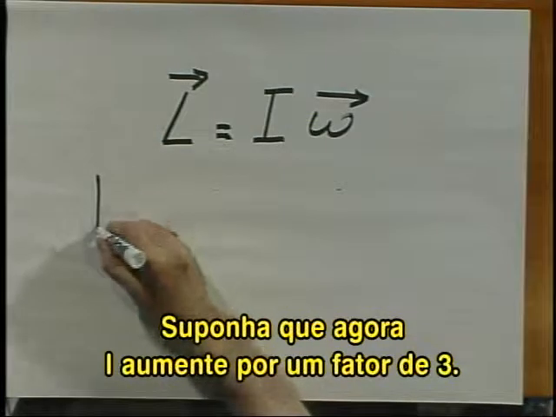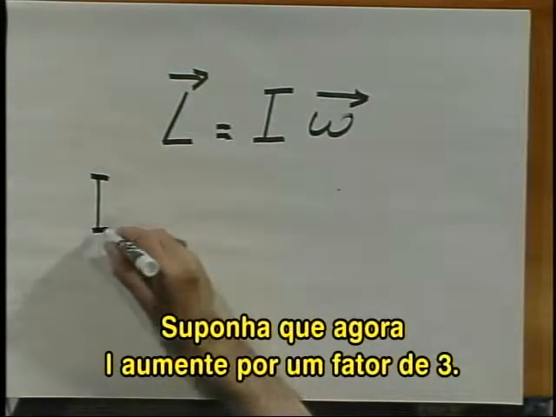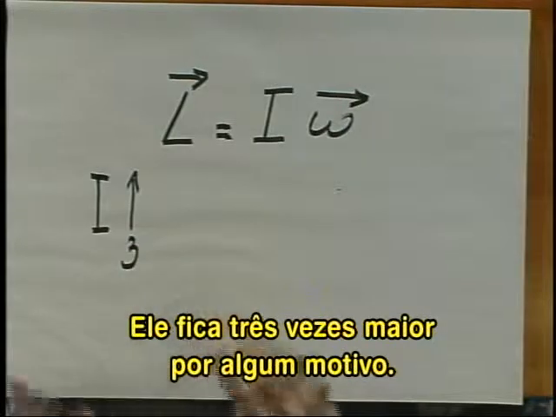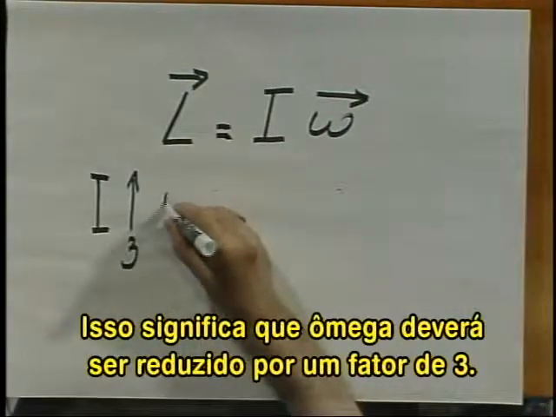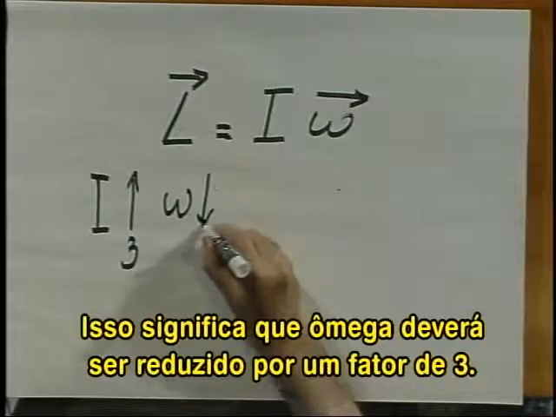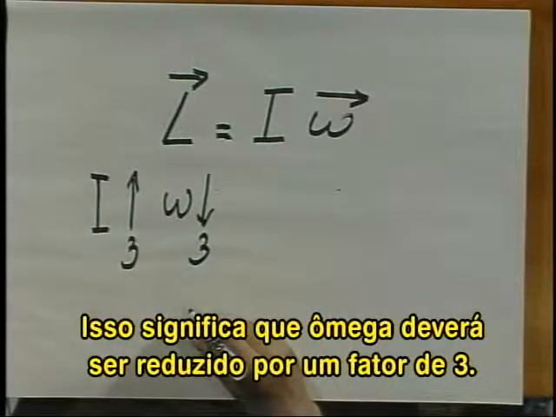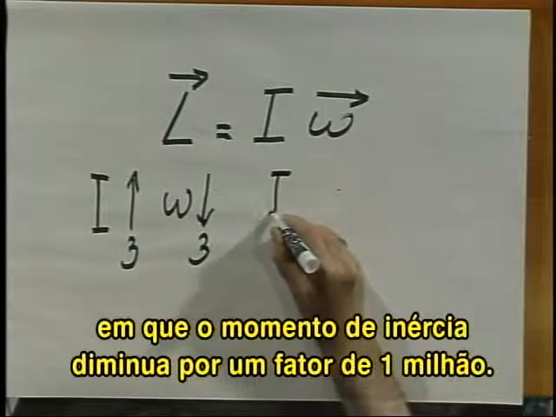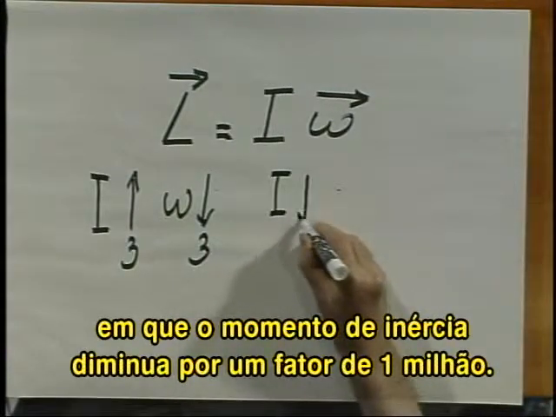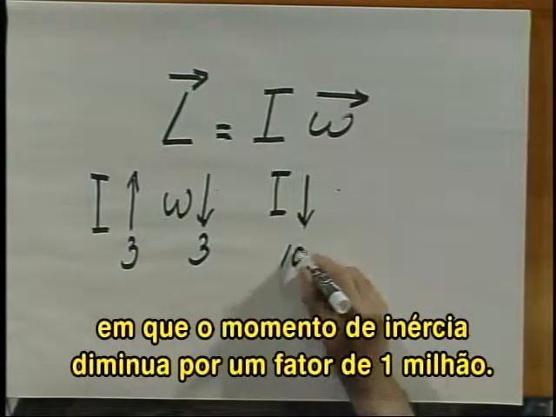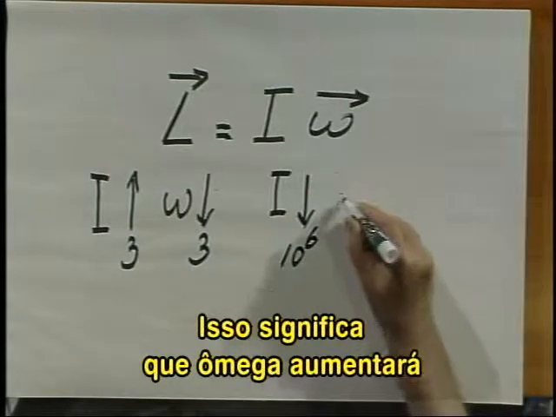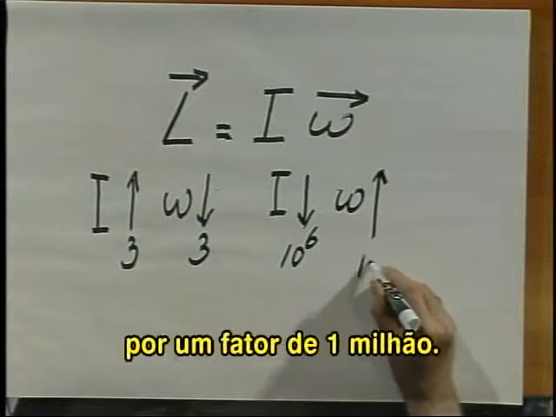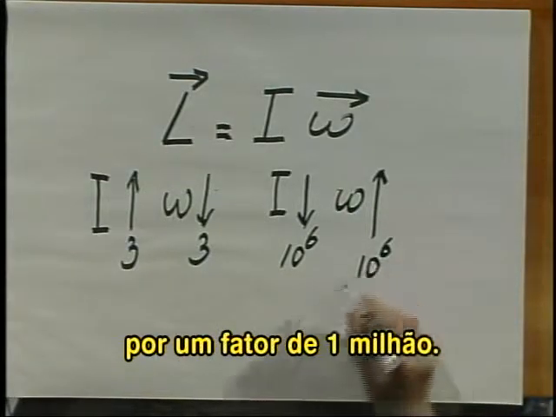Suppose now I goes up by a factor of 3, becomes 3 times larger, somehow. That means omega must then decrease by a factor of 3. Suppose we have a situation whereby the moment of inertia goes down by a factor of 1 million. That means omega must now go up by a factor of 1 million.